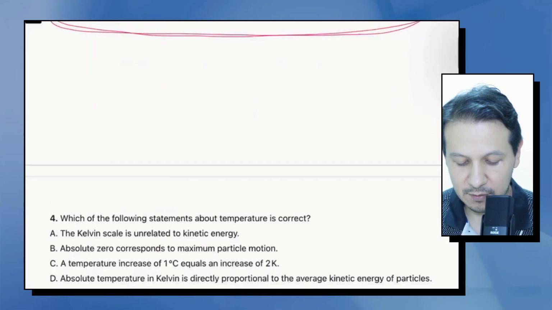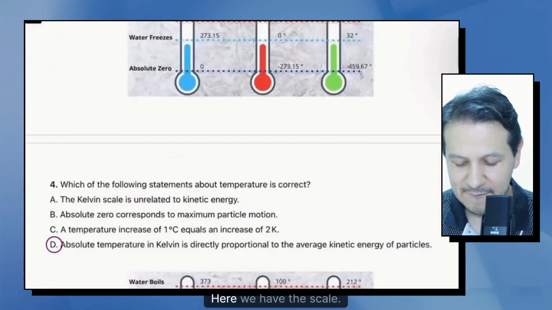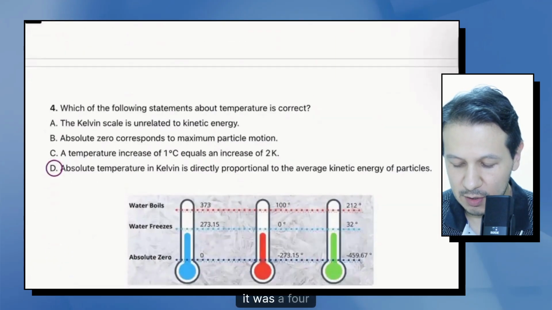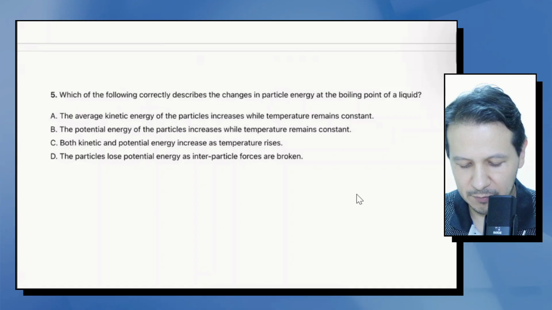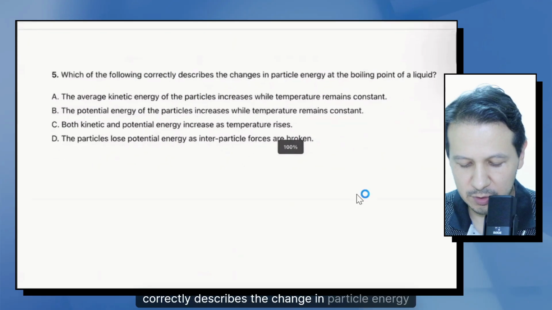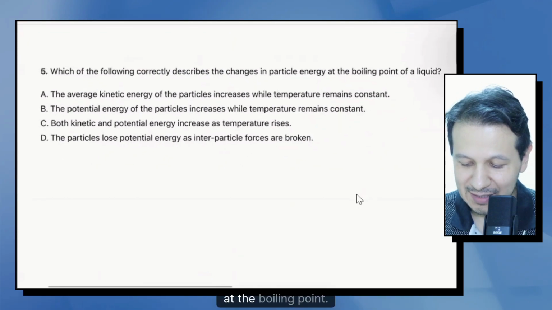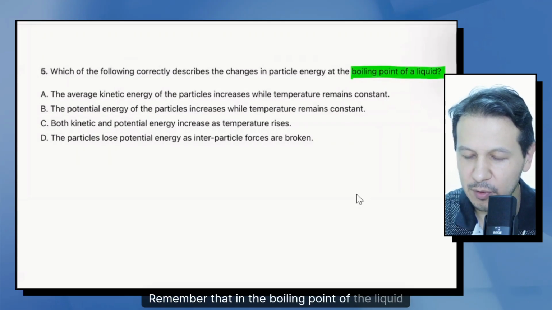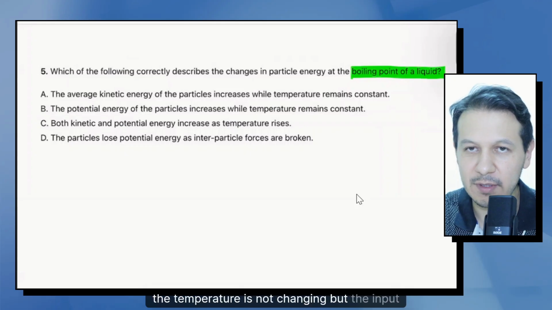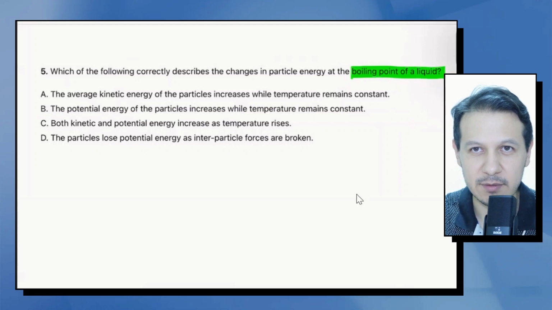Now this one. Here we have the scale. Okay, it was number 4. Now here we have exercise 5. Which of the following correctly describes the change in particle energy at the boiling point? Boiling point of a liquid. Remember that at the boiling point of the liquid, the temperature is not changing, but the input energy is spent to break intermolecular forces, right?